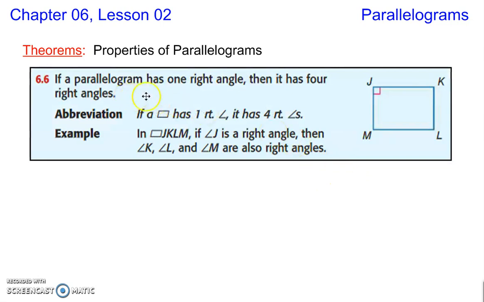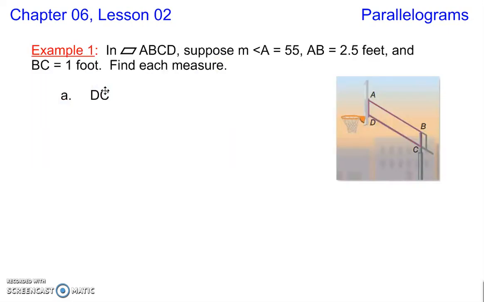And if a parallelogram has one right angle, obviously the opposite angle would also have to be right, which would mean the other two would also have to be right. So if it has one right angle, then it has four right angles, and all the angles are right.